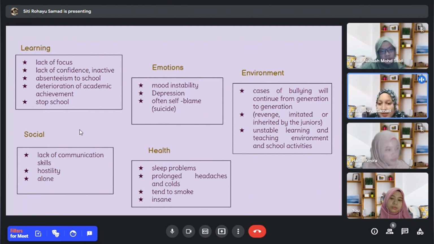And the last part is environment. If bullying cases are growing, it will continue from generation to generation. This is due to revenge, or it being imitated or inherited by the juniors. And then the last, it will lead to an unstable learning and teaching environment and school activities.